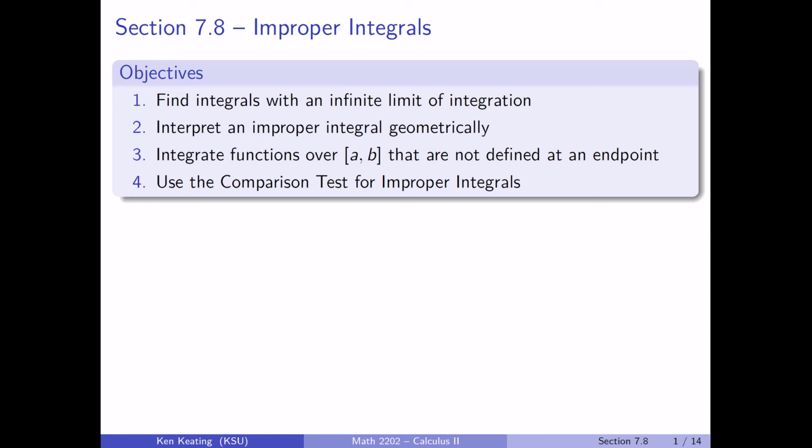And even though this region was infinite, we can talk about the area being finite if the integral is what we called convergent. In this section, we'll look at predominantly the last two objectives: integrating functions over some closed interval that have a finite number of infinite discontinuities, some vertical asymptotes somewhere in that limit of integration. The objective here talks specifically about an endpoint, but we can actually loosen that to be anywhere within the interval. And then hopefully we'll get to see the use of the comparison test for improper integrals as well.